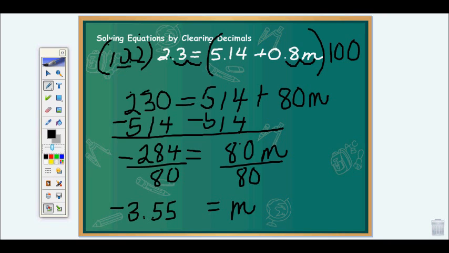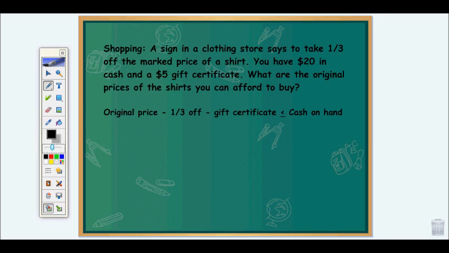So one more example here. Let me turn the page. And this one's going to be a real life one, shopping. A sign in a clothing store says to take 1/3 off the marked price of a shirt. You have $20 in cash and a $5 gift certificate. What are the original prices of the shirts you can afford to buy?